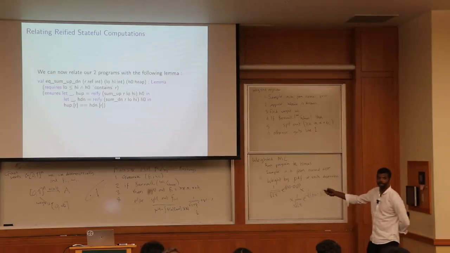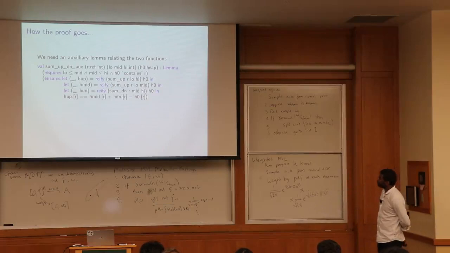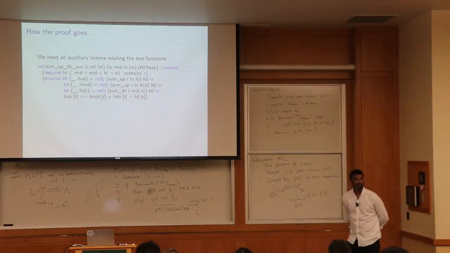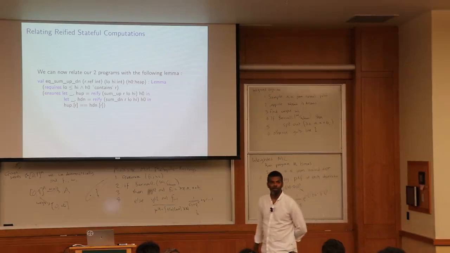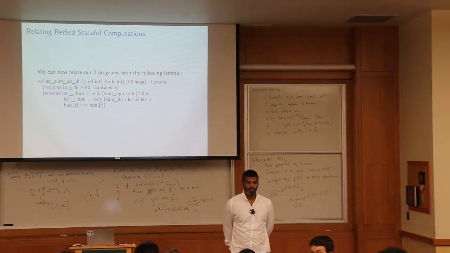All right, so we can relate our programs this way. And here's how this proof actually goes. Is there another question? Yeah, just to clarify, so reify and reflect, they're not definable in F star. You have to add them as primitives. They are primitive, they are operators in F star. Okay. Primitives, yeah.